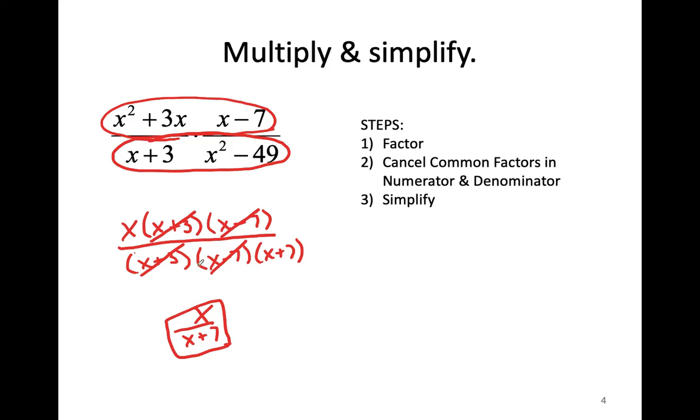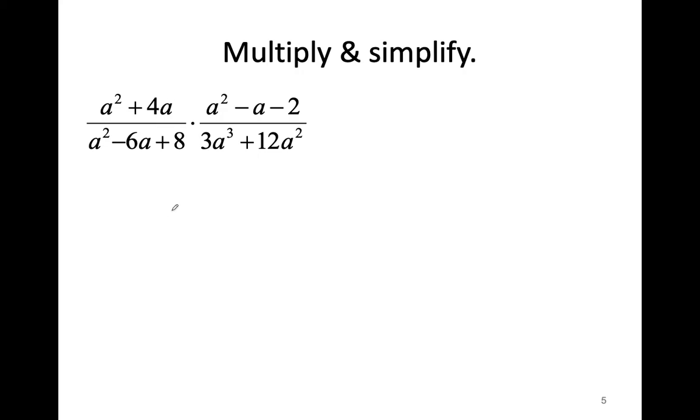So again, very, very similar to the simplifying problem before. We're really not going to let multiplication really change things for us. We're still going to factor. We're going to cancel our common factors, and we're going to simplify and be done, all right? So let's do a couple more of those just for good practice, all right?